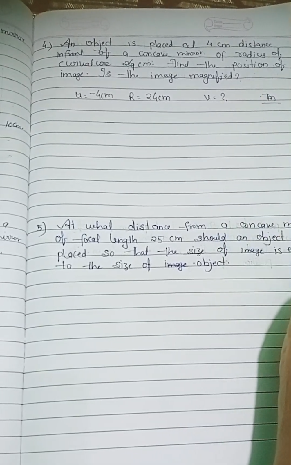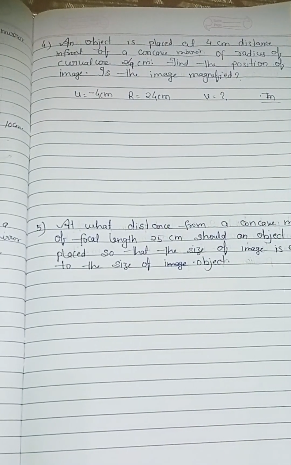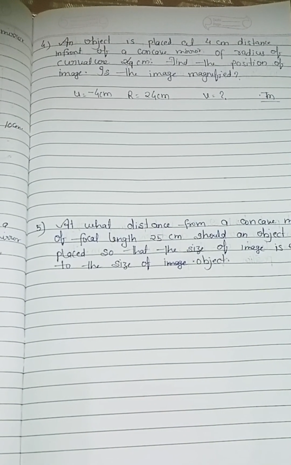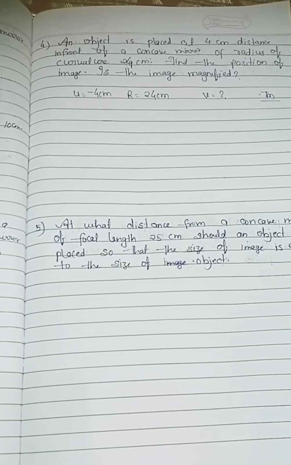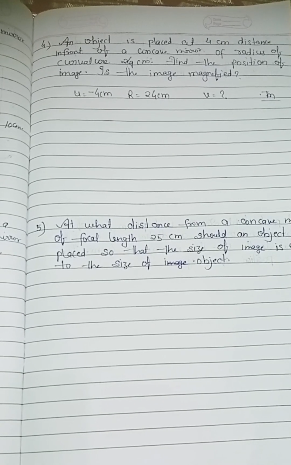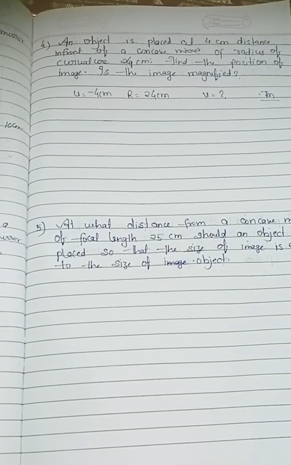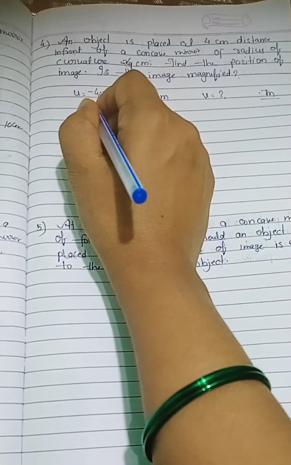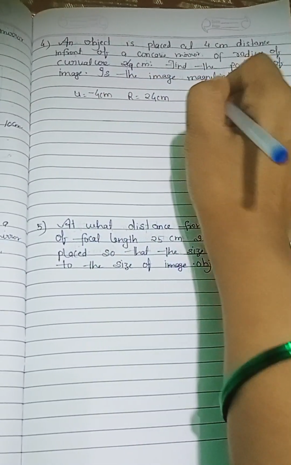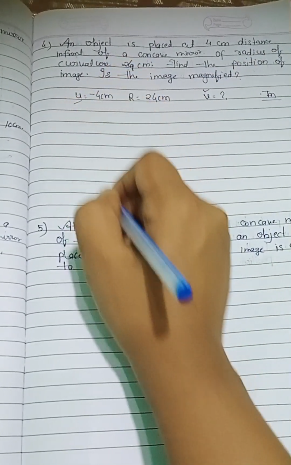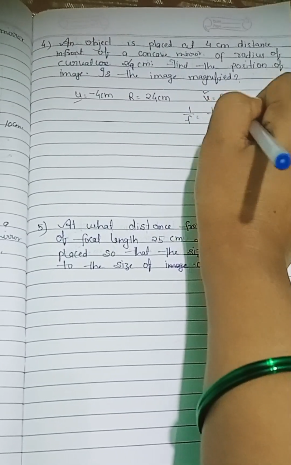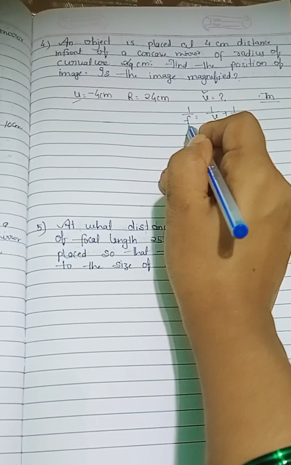If the magnification is more than 1, that means the image is magnified. If the magnification is less than 1, means image is diminished. If the magnification is equal to 1, means the size of object and the size of image is same. Okay, so what we will do, first you can see you need to find out the value of V. Here value of U is given. We can use the mirror formula. But for the mirror formula, we need to use the value of F also.